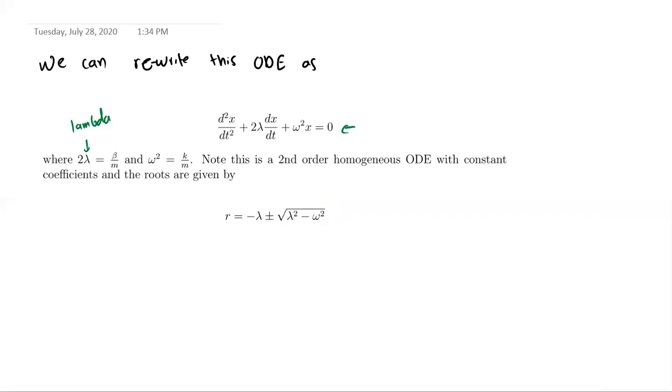So again, these are the roots of the characteristic polynomial. It's given by r equals this. And as we know, we always have 3 cases, right? These roots could be real distinct, 1 real with multiplicity 2, or 2 distinct complex roots.